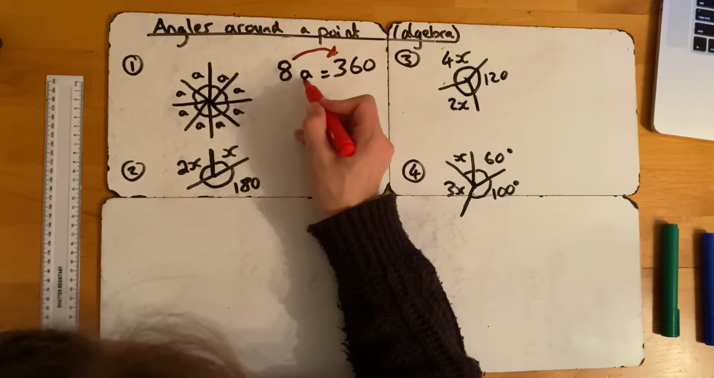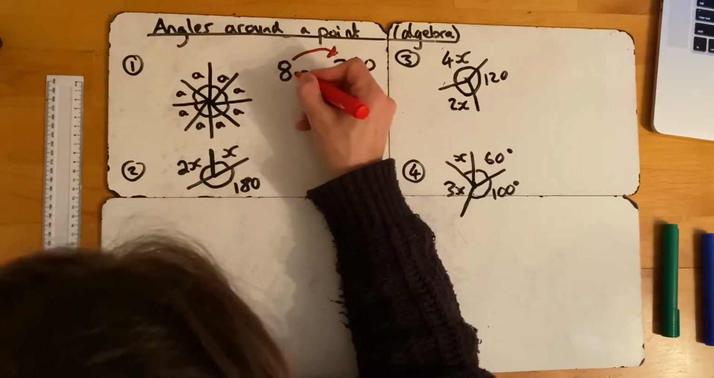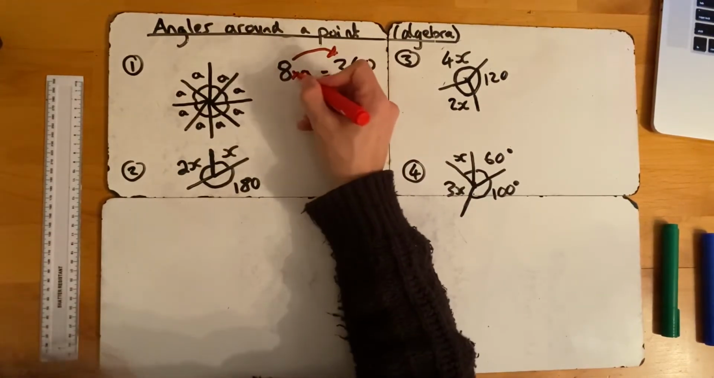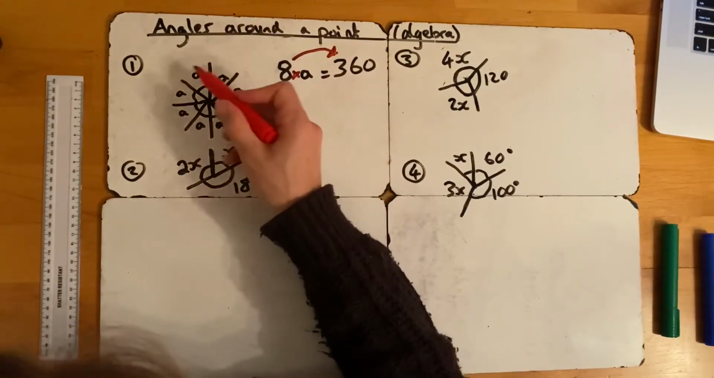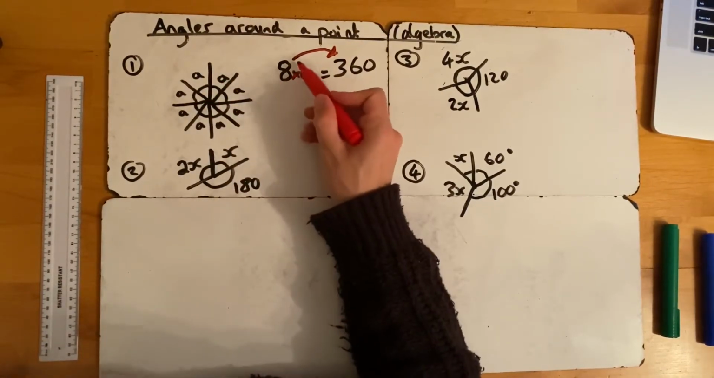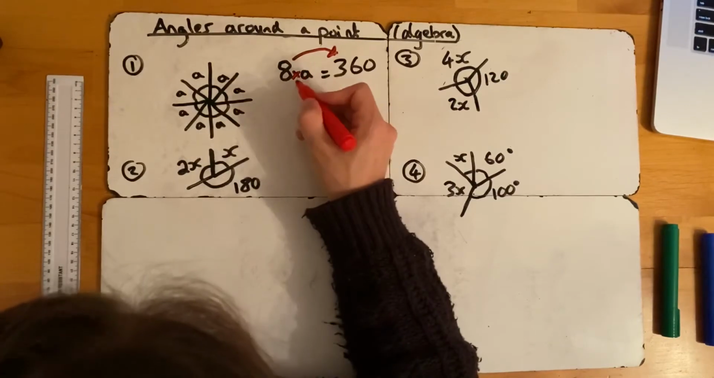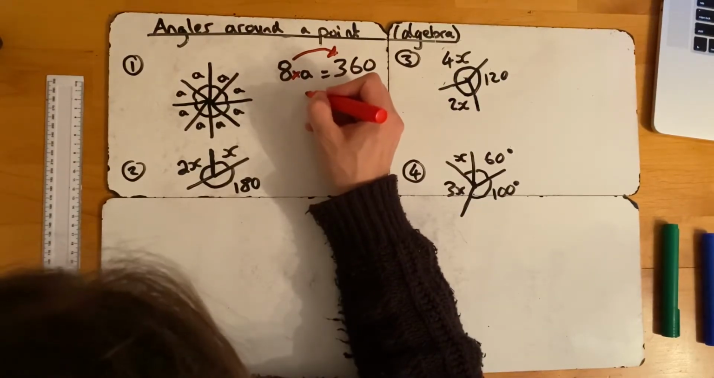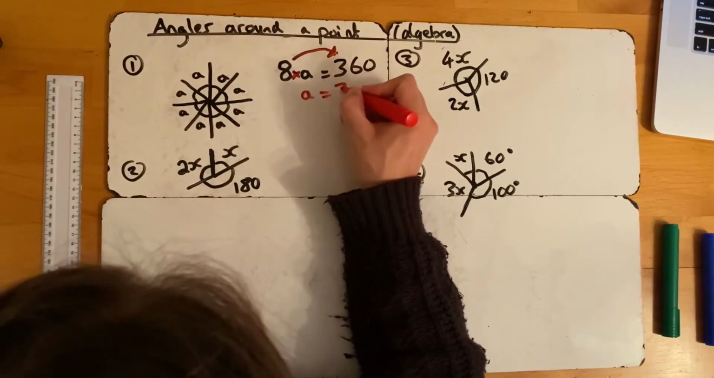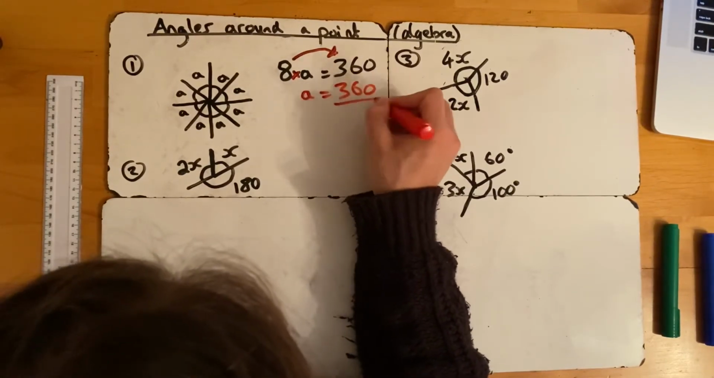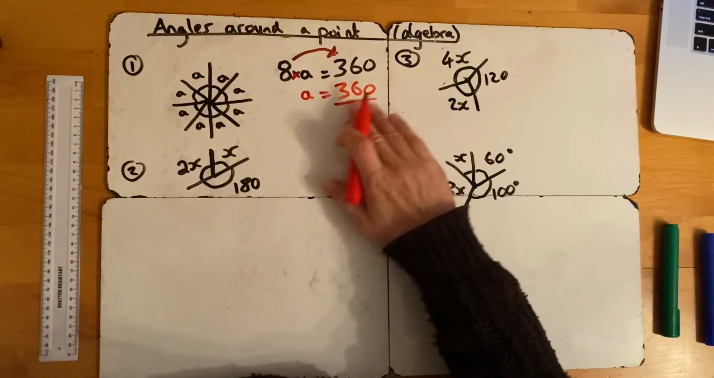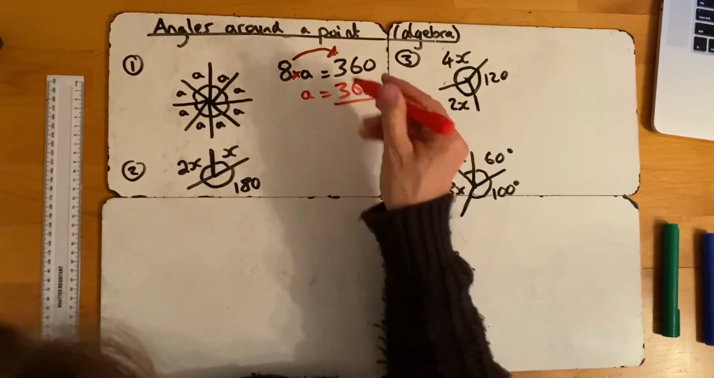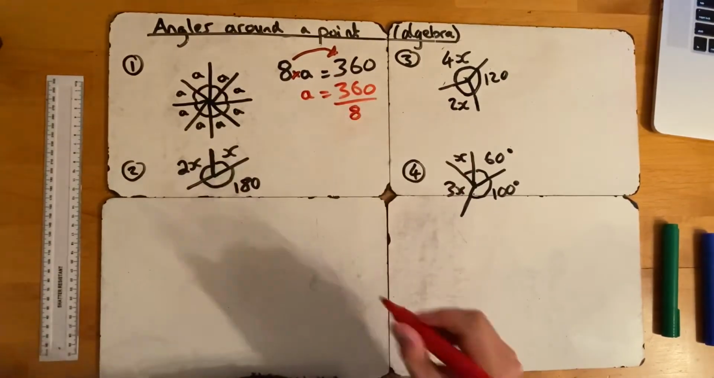Now, remember, whenever you take a number from one side to the other, you have to do the opposite operation. When a number and a letter are together, it just means secretly there's a multiply there. It means 8 times A, because you've got 8 A's. So when you go to the other side, you do the opposite. The opposite of times by 8 is divide by 8. So we're going to do A is equal to 360 divided by 8.